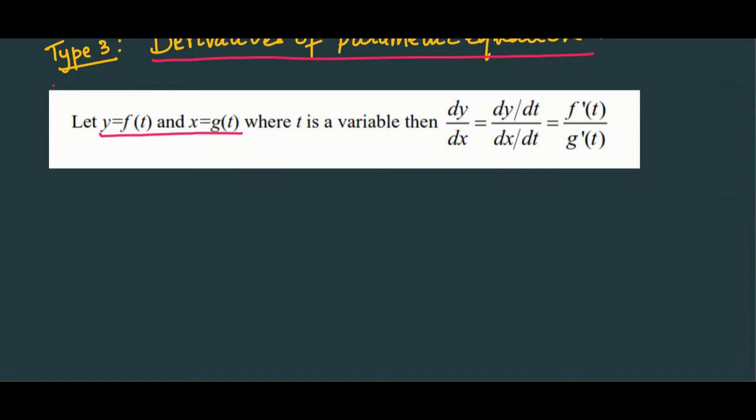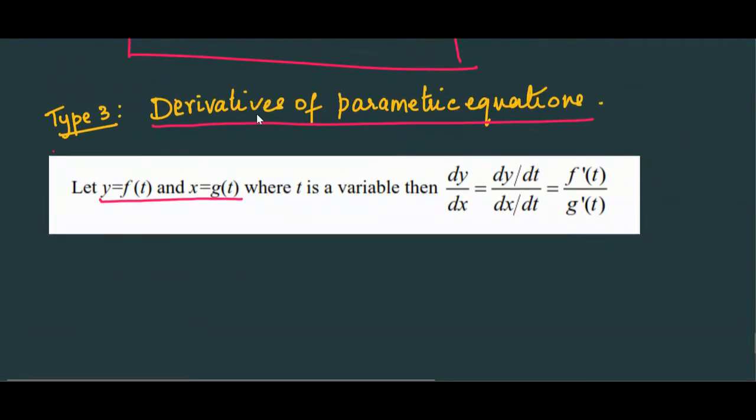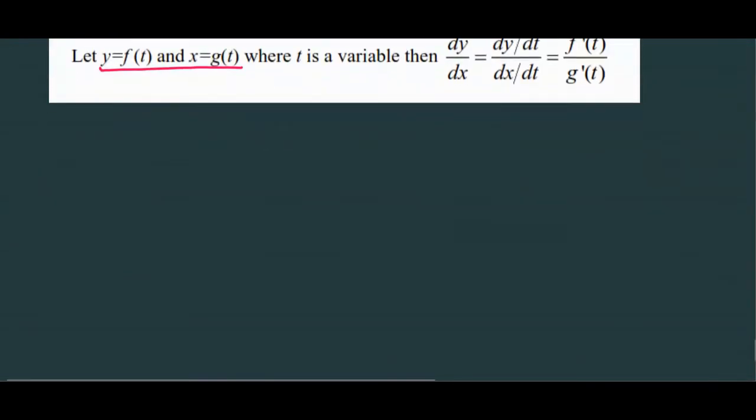So when we want to find derivative of y with respect to x, then that will be derivative of y with respect to t and derivative of x with respect to t. This is how we find derivatives of parametric equations. So let us do this.